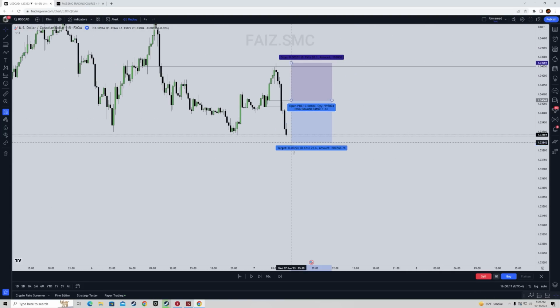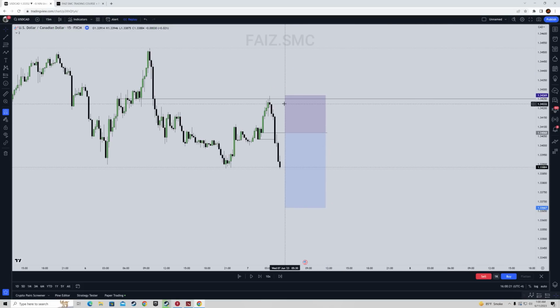Okay. I know a lot of SMC traders have given you this mindset where you only need to have like 1 to 2 pip stop loss. Bro, come on. Please stop with like 1 to 6, 1 to 7. Just stick with 1 to 2.